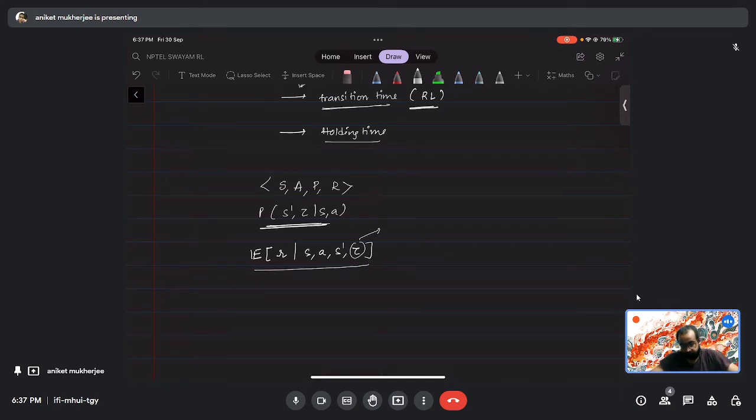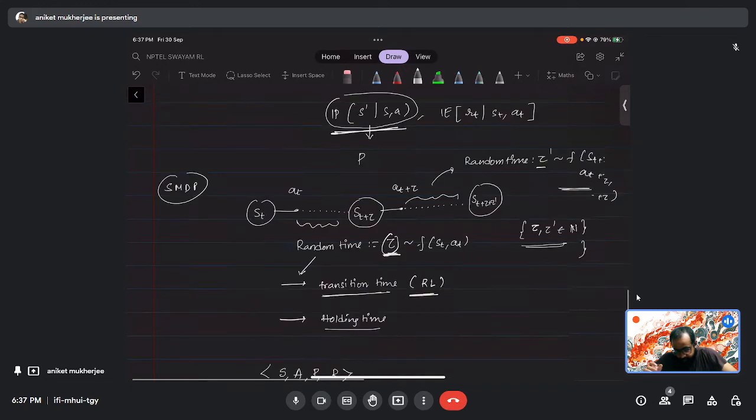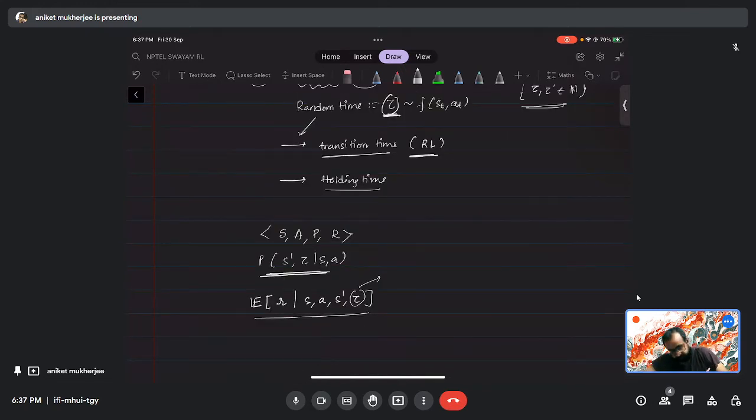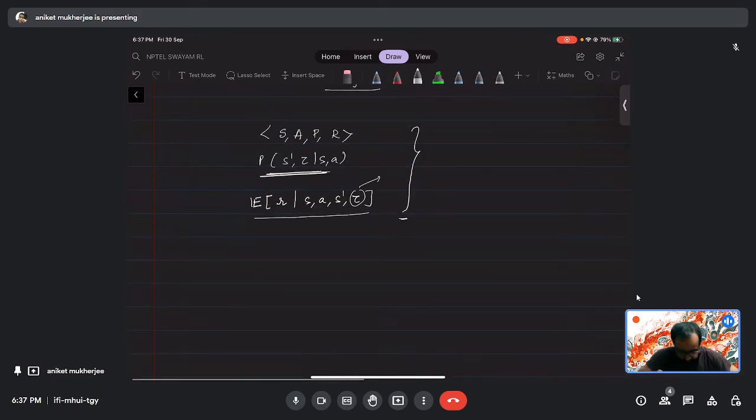But this is how semi-Markov decision processes work already. So you can write the value function and Bellman equation for this. I'll be writing the SMDP Q learning update.